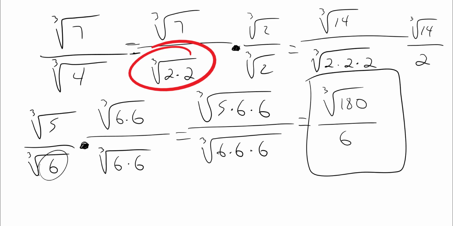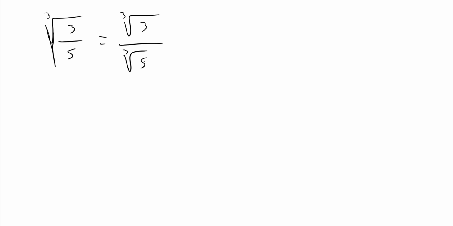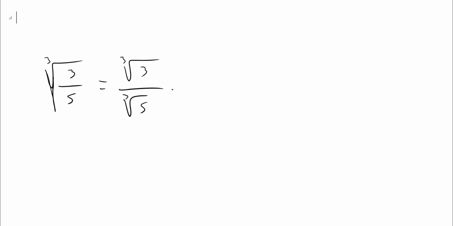Okay, so let's try another one of these. So let's do the cube root of, well, first of all, let me do this first. The cube root of 3 over 5. So what I want to do is break it up to the cube root of 3 over the cube root of 5. Okay, so remember, I need the cube root of 3 of these. Okay, so I'm going to multiply the top and the bottom by the cube root of what? Well, I need 2 more of these, right?